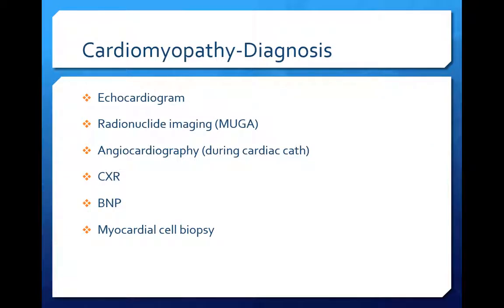How do we diagnose cardiomyopathy? We can do an echo to check ejection fraction. We can do some nuclear studies. It can be detected during a cardiac cath or angiocardiography. Chest x-ray might show cardiomegaly. BNP might be elevated due to the left ventricle becoming enlarged due to fluid overload. And we can also do a myocardial cell biopsy as well to diagnose myocarditis or amyloidosis.